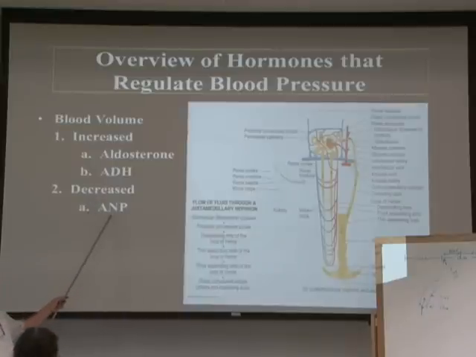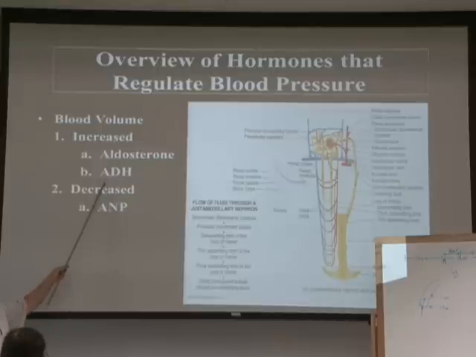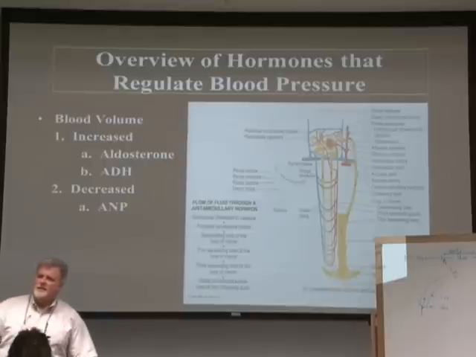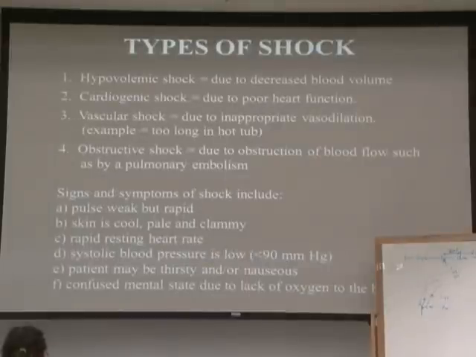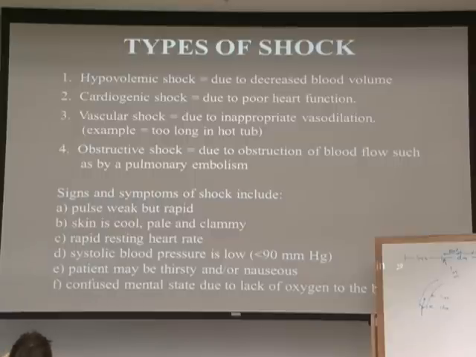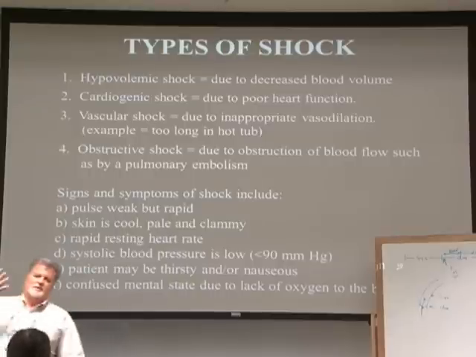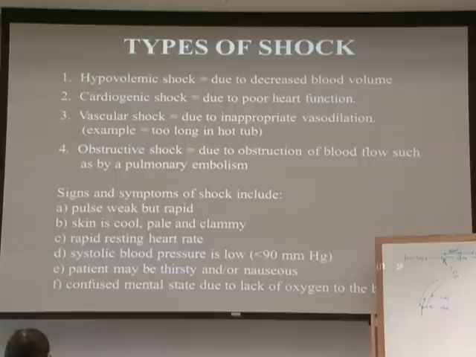And then ANP makes you, and then ADH makes you pee more or pee less? Less. Pee less. That makes you conserve water. ANP makes you pee more, which causes you to decrease blood volume, right? So in a clinical setting, we're always concerned about shock events, because shock events can lead to death. So if we kind of look at the shock events you could be exposed to in a clinical environment, you could have hypovolemic shock, which is directly related to what we were just talking about, blood volume.